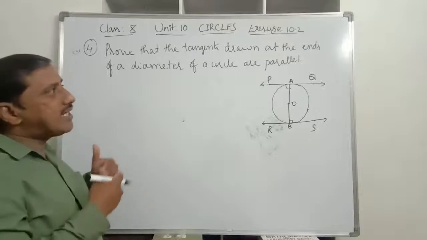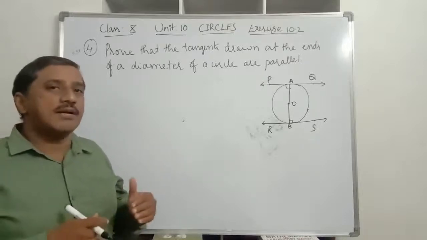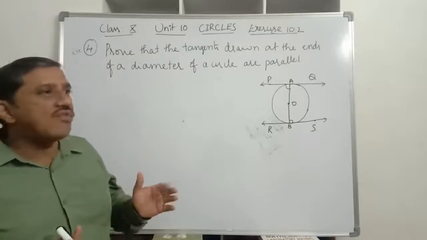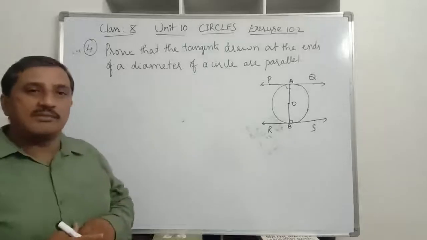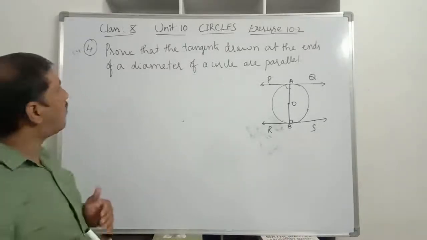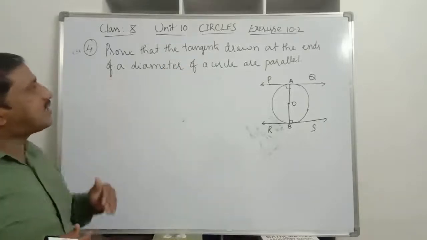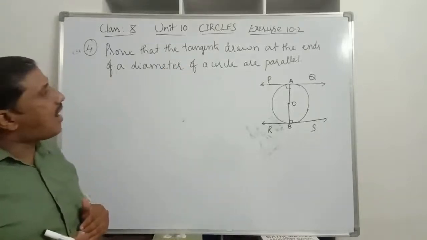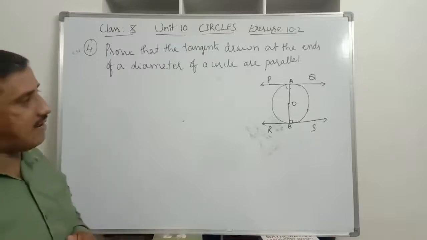Now, using theorems 10.1 and 10.2 and some other results like the Pythagoras theorem, we are going to discuss exercise 10.2 problems. In the last class we discussed the first three. Now, the fourth one from exercise 10.2: prove that the tangents drawn at the end points of a diameter of a circle are parallel.